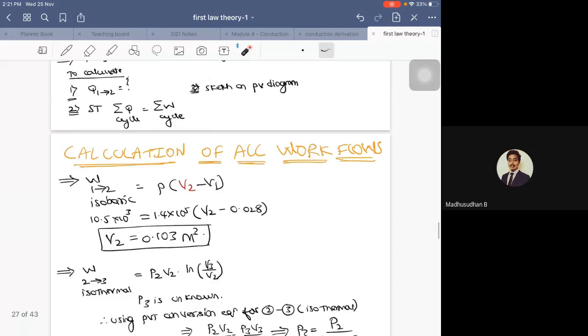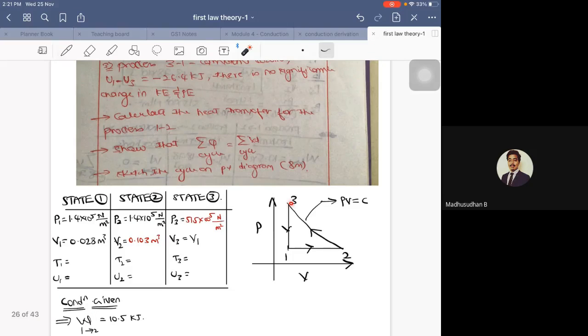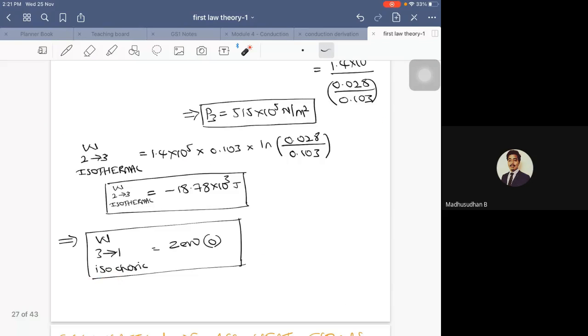Now, what is the work done from 3 to 1? How do I calculate the work done from 3 to 1? Is there any formula? What is the formula? Zero, sir. Why is it 0? Isochoric process. Very good. So that's why the work done from 3 to 1 is 0, because it is an isochoric process. That is what I have written here.